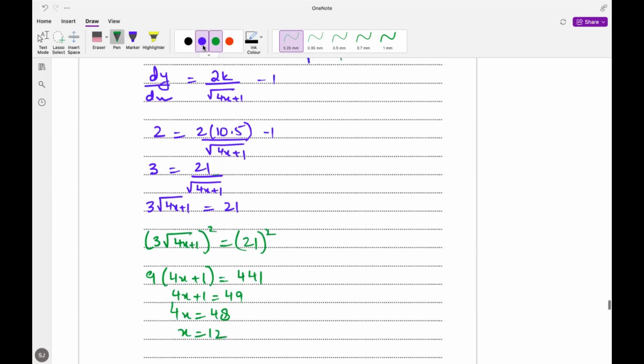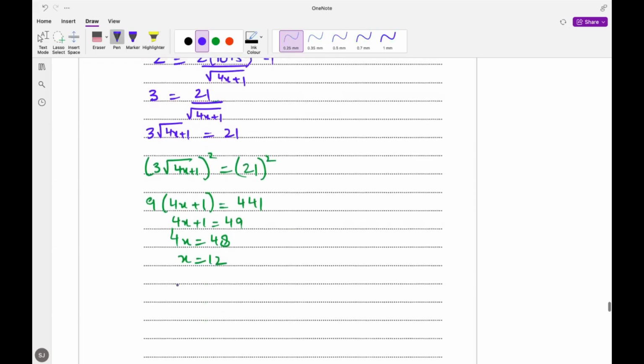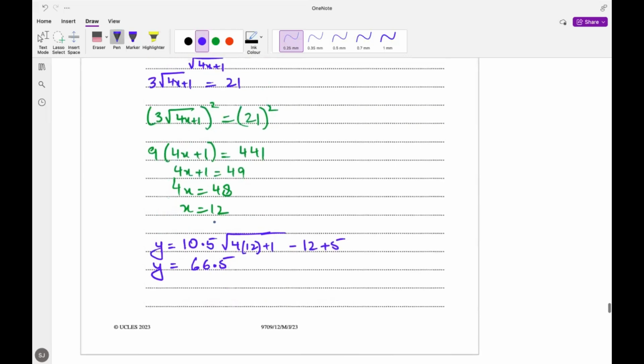Now, once we have the value of x, we can substitute this value of x in the equation to find the value of y. As y was given as y equals k square root of 4x plus 1 minus x plus 5, we can write it as 10.5 times square root of 4x plus 1 minus x plus 5. So in place of x, we'll put 12. Substituting this in the calculator, the y value will come out to be 66.5. So we have the point where x equals 12 and y equals 66.5.